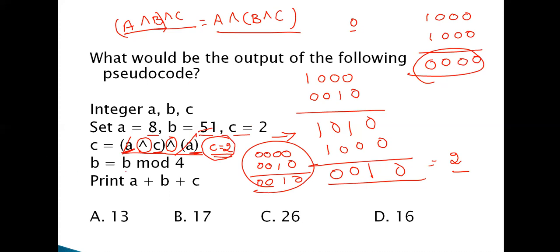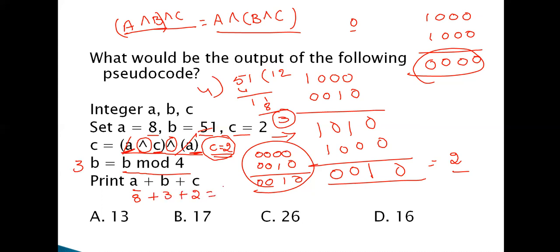Now the simple thing, B is equal to B mod 4. B value is 51 mod 4. So 4 ones are 4, 4 elevens are 44, the remainder is 3. Now what is the B value? 3. What is the A value? 8. So 8 plus 3 plus 2, the answer is 13. So 13 is the answer.